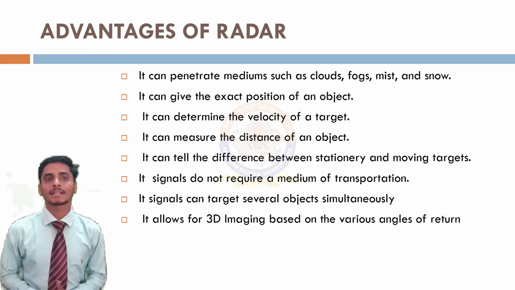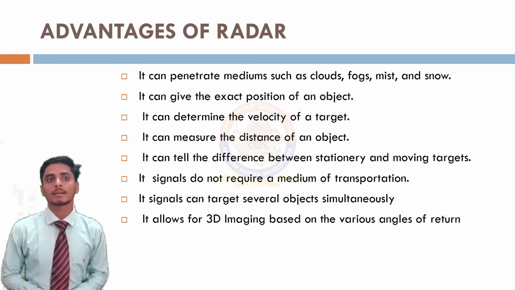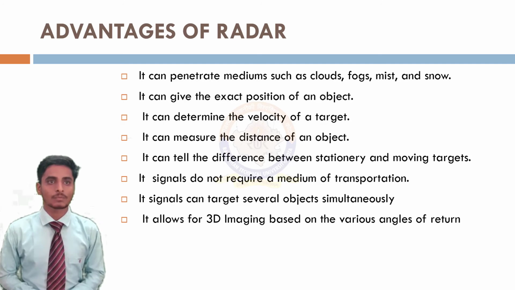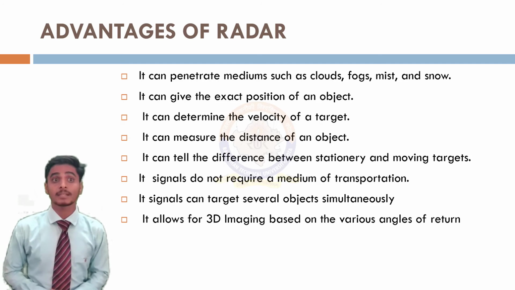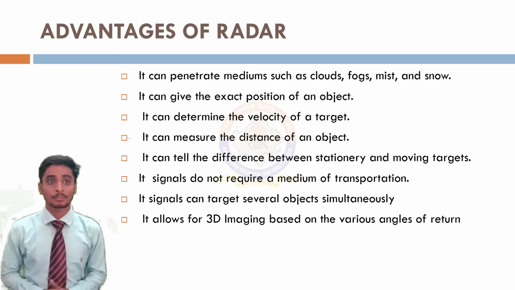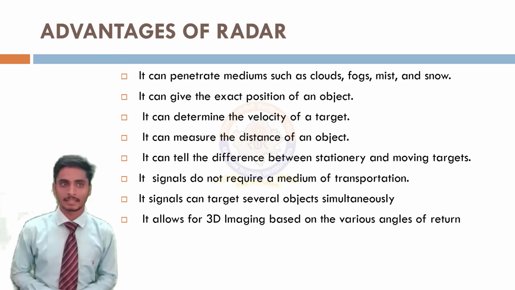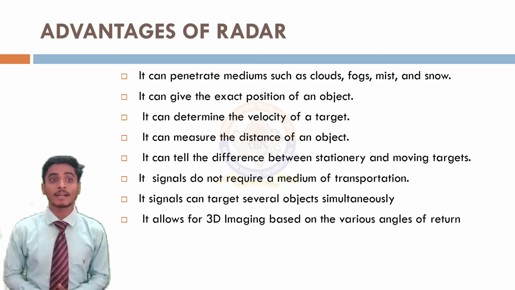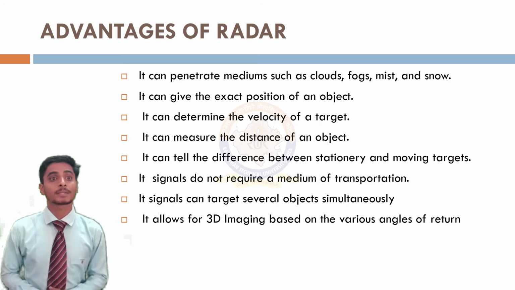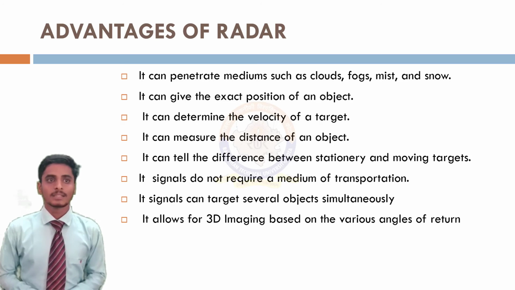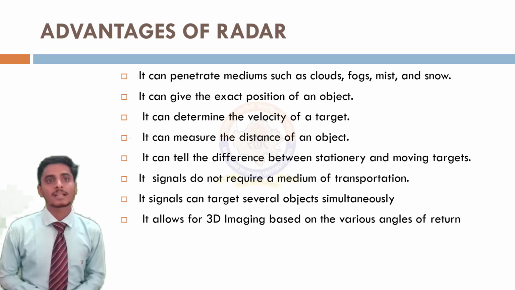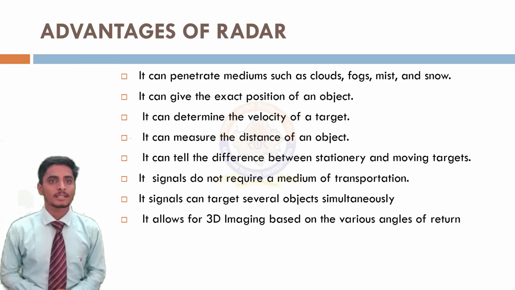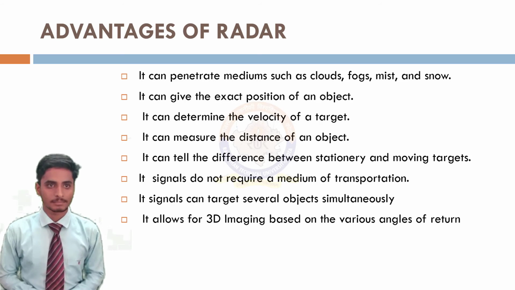Now we look at some advantages of the radar. Radar can penetrate media such as cloud, fog, mist and snow. It can give the exact position of the object. It can determine the velocity of the target. Radar can measure the distance of an object and can tell the difference between stationary and moving targets. Radar signals do not require a medium for transportation. Its signal can target several objects simultaneously. It allows for 3D imaging based on the various signal returns.